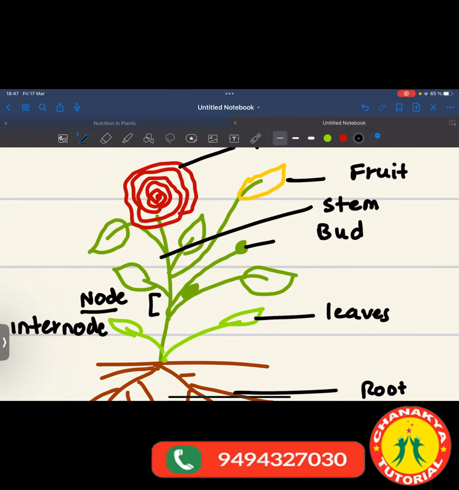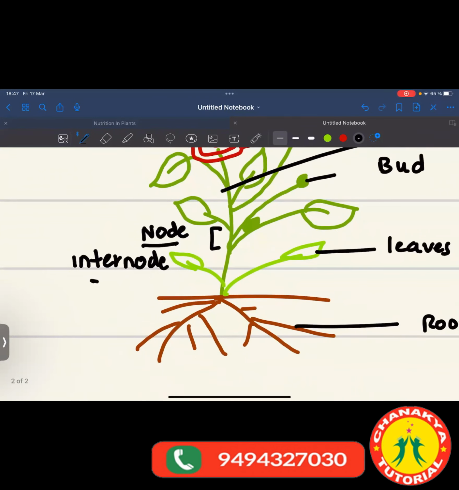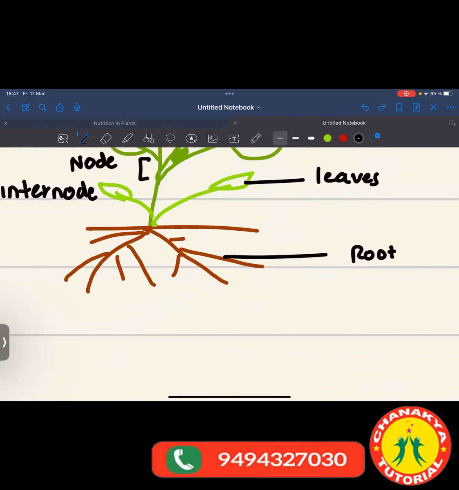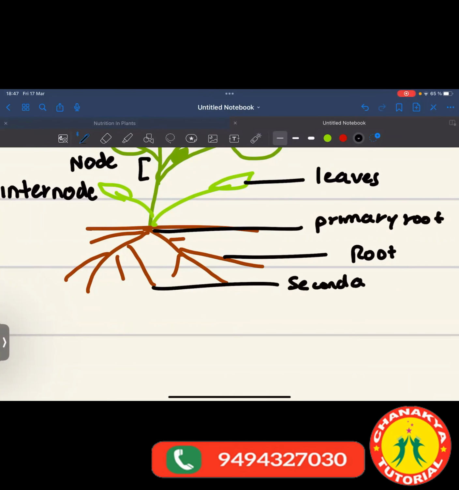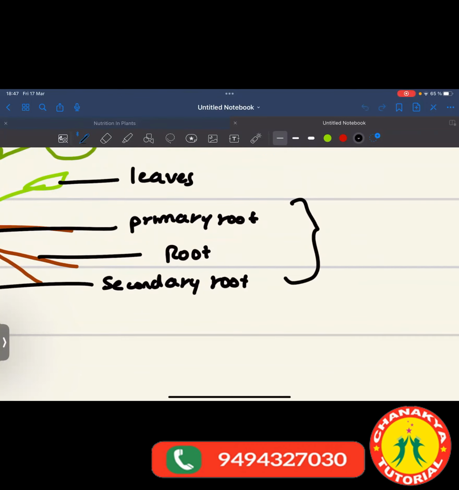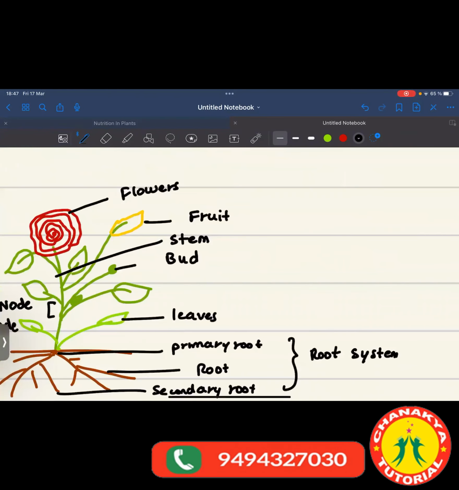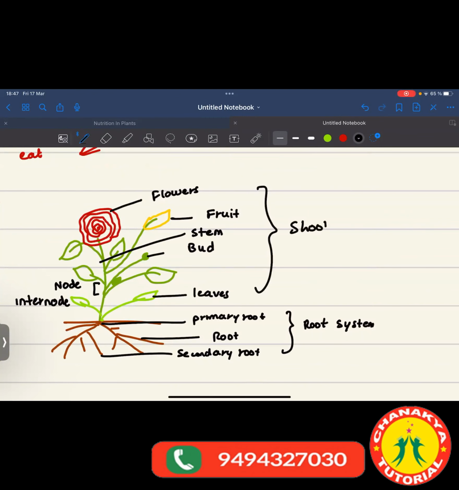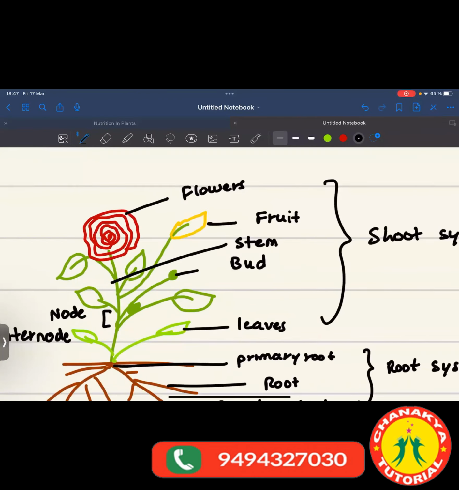All right. Know this word, node or internode. So here the starting point of the root is called the primary root, and the ending portion is called the secondary root. Together this makes the root system, and this whole system is called the shoot system. Am I clear? So these are the different edible parts of the plant.